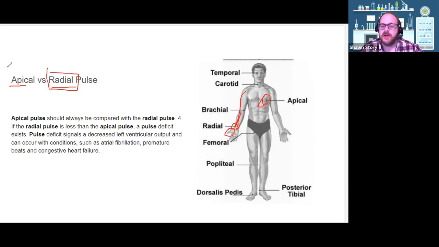In hospitals, when they take your pulse, they often do both, because they want to make sure that the actual pulse coming from your heart is maintained through your entire body. If you take the pulse here, it should match up with the pulse at your heart. If it doesn't, there is some type of issue going on. The apical pulse should always be compared to the radial pulse. If the radial pulse is less, there is some type of problem. So they do both of those.